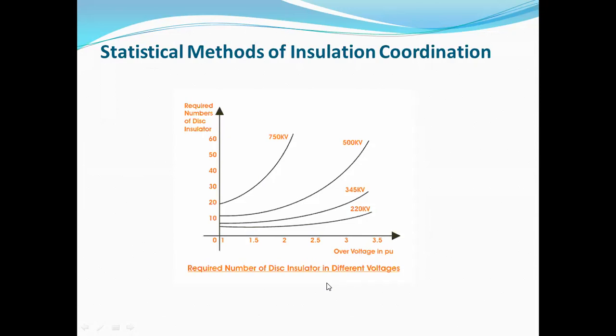that is from the insulations only. So here in this graph, actually this is the statistical method of insulation coordination. On the x-axis there is over voltage in per unit, and on the y-axis there is the required number of insulators. So how many discs we are using for the insulation purpose, these are given.